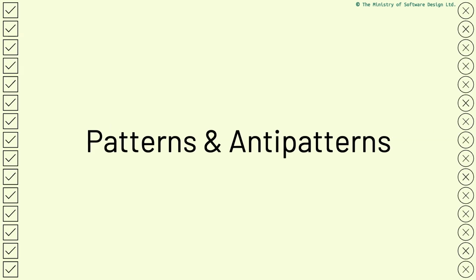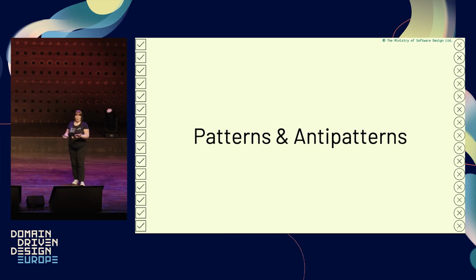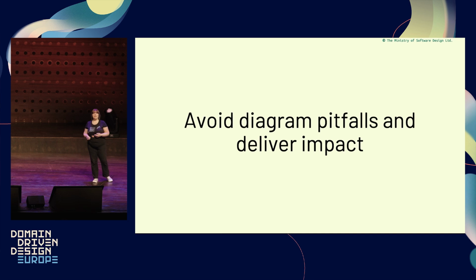What I'm going to do is show you some patterns and anti-patterns, because people in tech understand patterns and anti-patterns for code and for architecture. So our patterns are things that work in most situations. It's not a law, but it will work for most situations. Then the anti-patterns are the things that quite often look like they're a good option, but actually their downsides outweigh any pros that they've got. And we're going to use these to avoid diagram pitfalls, and we're going to deliver impact and actually communicate with people, communicate understanding.